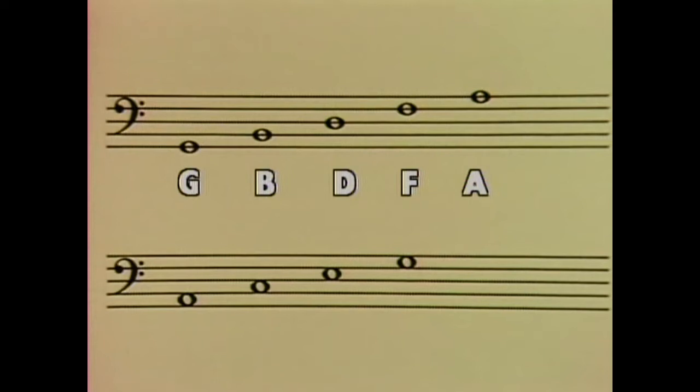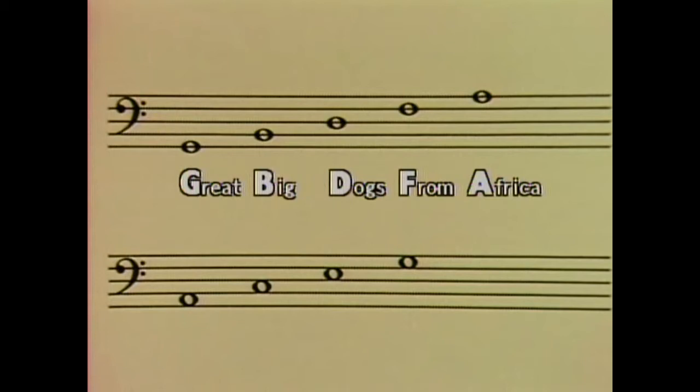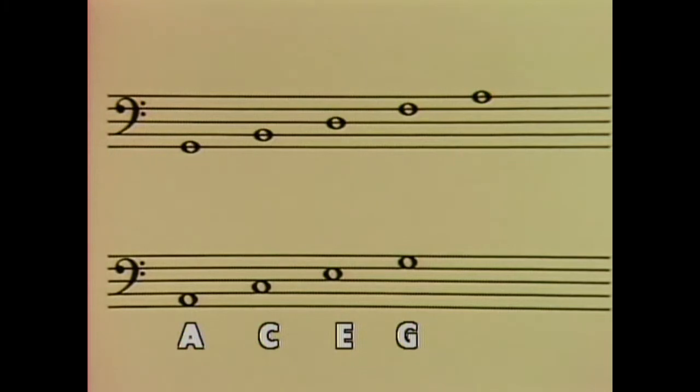The lines of the bass clef represent the notes G, B, D, F, and A. And the well-known memory aid for this is Great Big Dogs from Africa. Sounds strange, but you'll never forget it. The spaces represent A, C, E, and G, often remembered, again, by the mnemonic, All Cows Eat Grass.